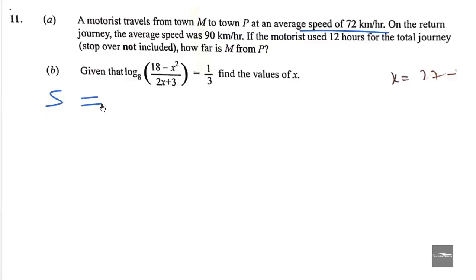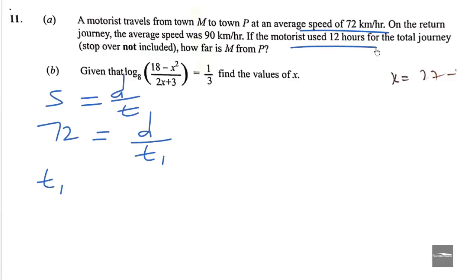Remember that speed is equal to distance over time taken. So for the first journey, the speed is 72 kilometers per hour, and that is going to give a distance over the first time taken. So let's make the first time taken the subject because we're given the total time to be 12. So the first time taken will be equal to d over 72. The distance is the same in both cases. So d will still be d. We will not have d1, d2.